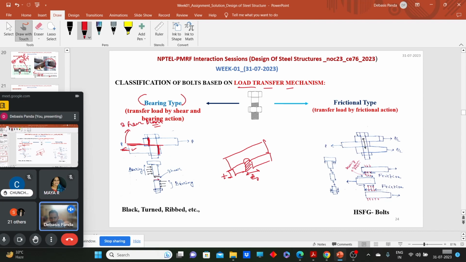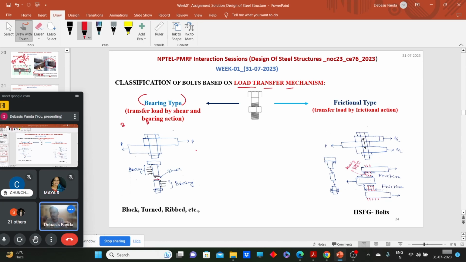Now in this plane, just try to draw the cross section of the bolt. So this is the cross section of the bolt. Now tell me, this load P is acting in which direction to the cross section? It's a transverse direction. That means shear is induced. So what will happen? Either this bolt can fail in bearing or shear. So ultimately, this bolt, a bearing type bolt, is transferring the load through shearing and bearing action, right?